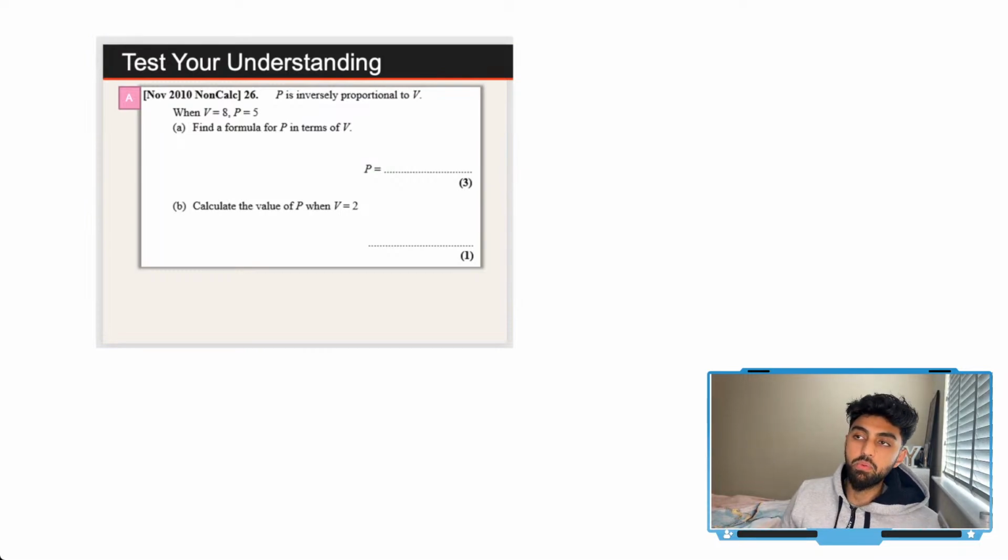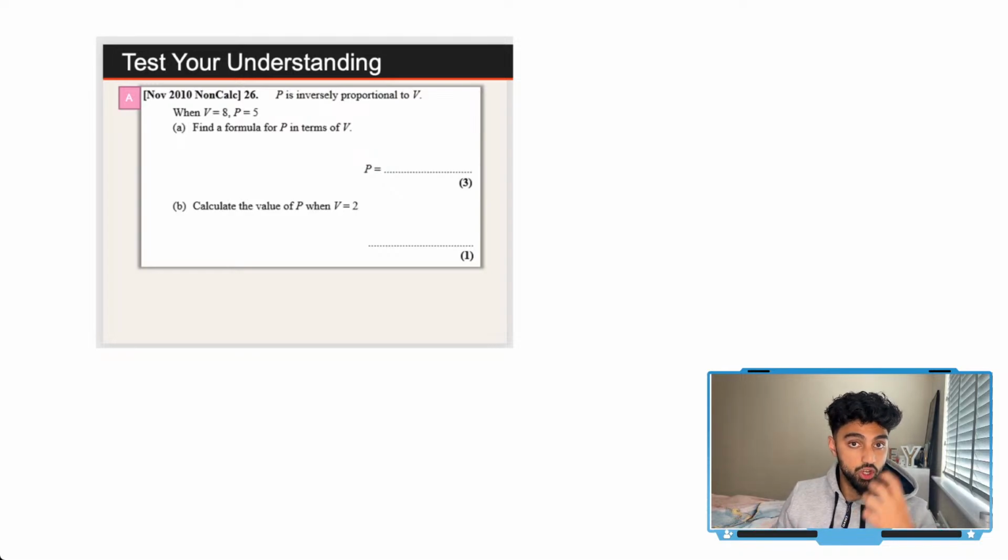P is inversely proportional to V. Okay, again, we have P and V this time. Doesn't really matter, still the same thing. The key thing is inversely proportional. P is inversely proportional to V, guys. When V is equal to 8, P is equal to 5. Find a formula for P in terms of V.